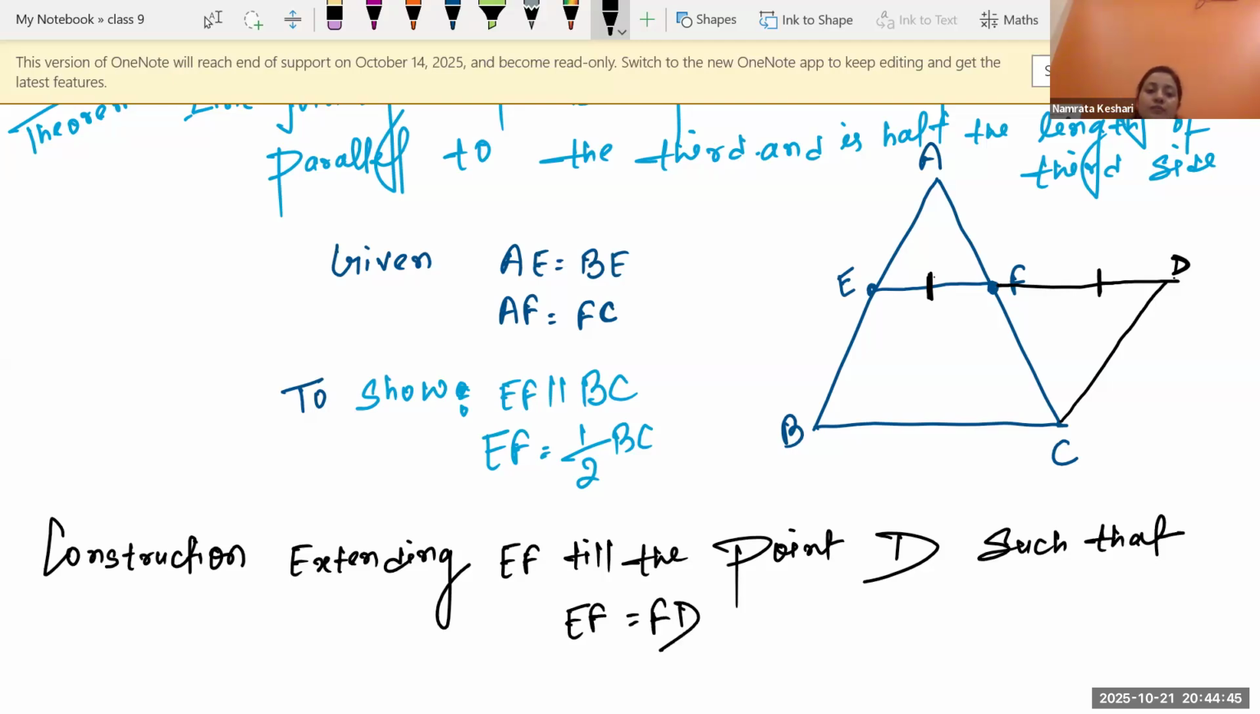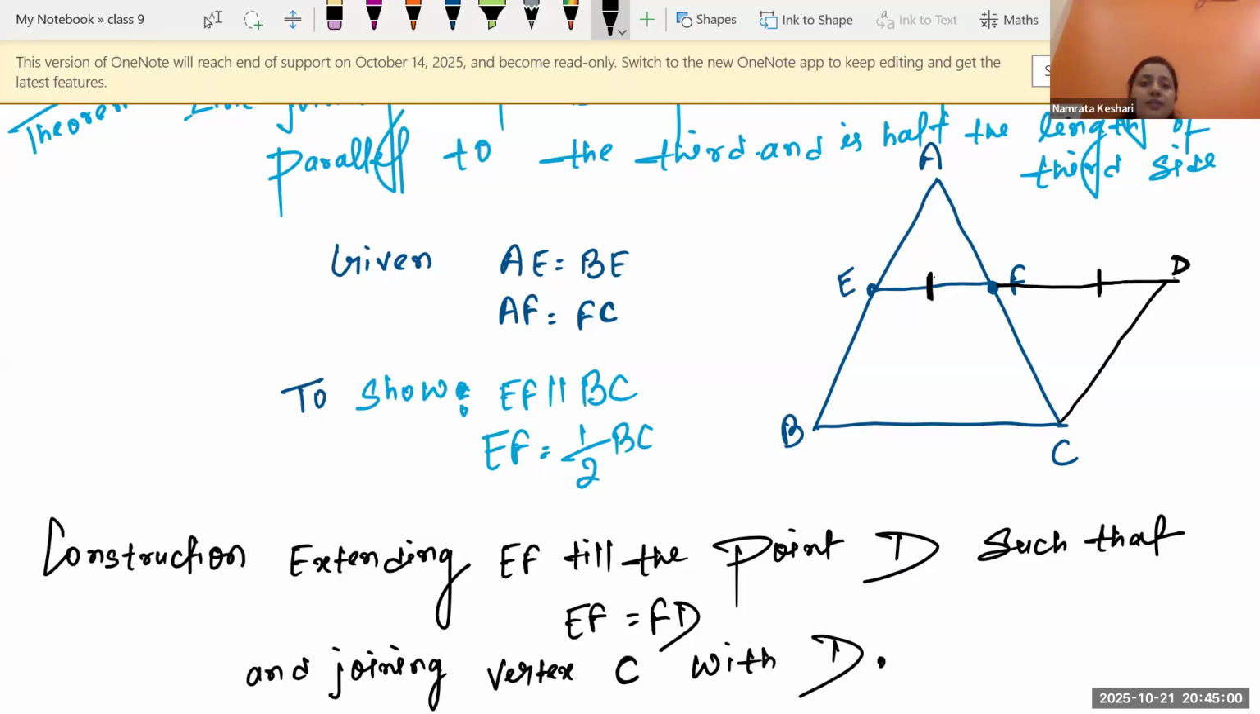Okay, and joining vertex C with D. Okay, that's it. This much construction we have to do.